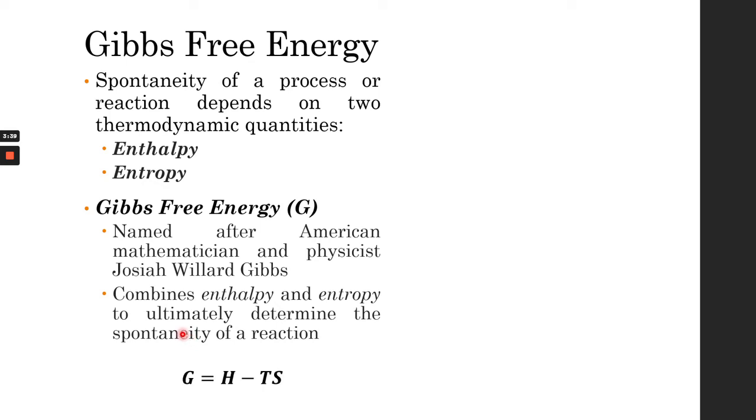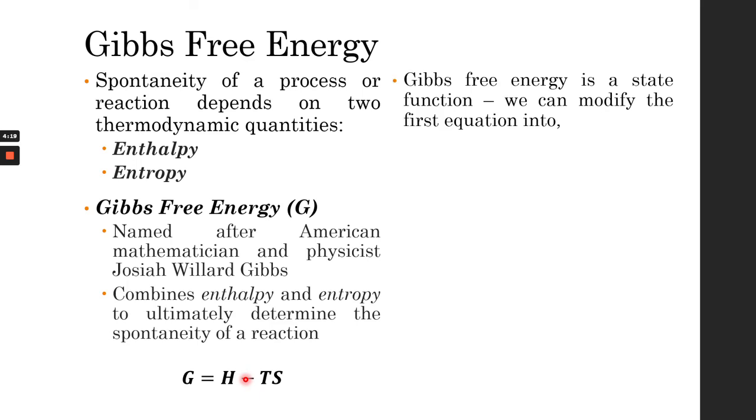This is the general equation that we use to measure Gibbs free energy. Gibbs free energy is equal to the enthalpy of the system minus the temperature of the system multiplied by the entropy of the system. Make sure to remember that the temperature is usually in Kelvin. So again, G is equal to H minus T times S. But we're going to expound more on this equation by understanding that Gibbs free energy is a state function.